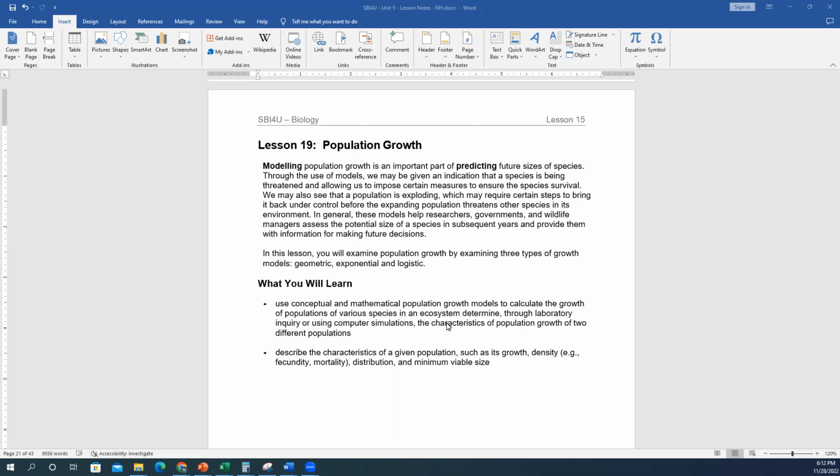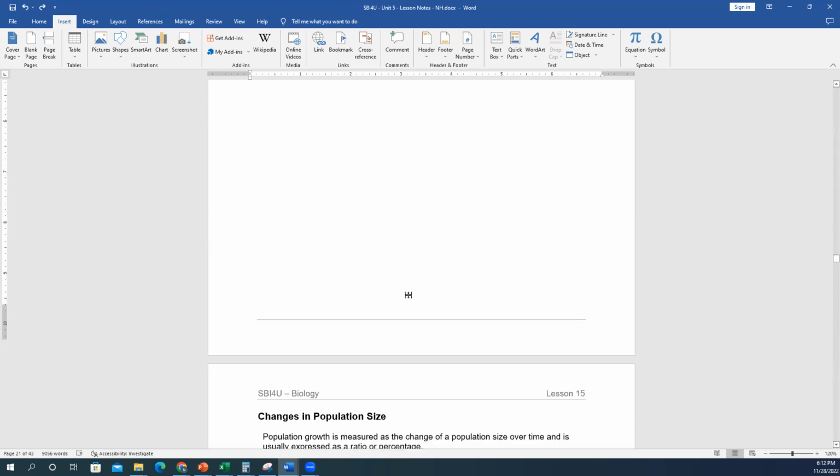So today, we're going to look at population growth. We're going to look at three specific models of population growth: geometric growth, exponential growth, and logistic growth. We're going to learn how to use these mathematical population growth models to calculate the growth of populations of various kinds of species in an ecosystem, and to look at the characteristics of these population growths. And also, we're going to learn to describe the characteristics of a certain population, such as its growth or density or its distribution and even its minimum viable size.